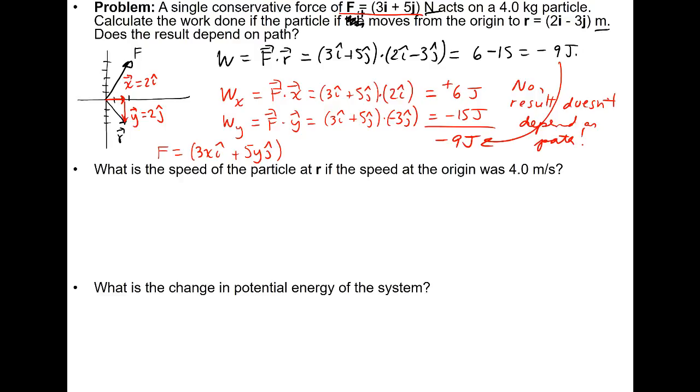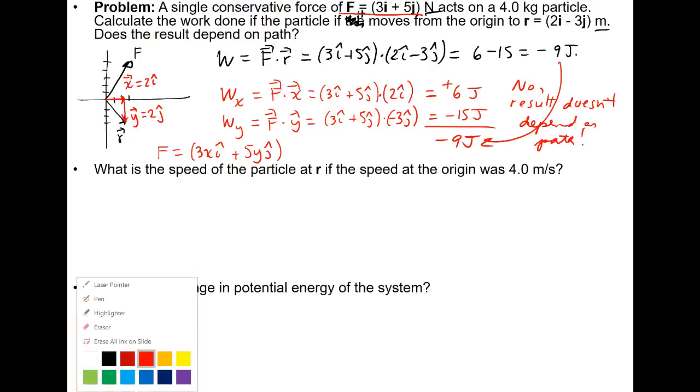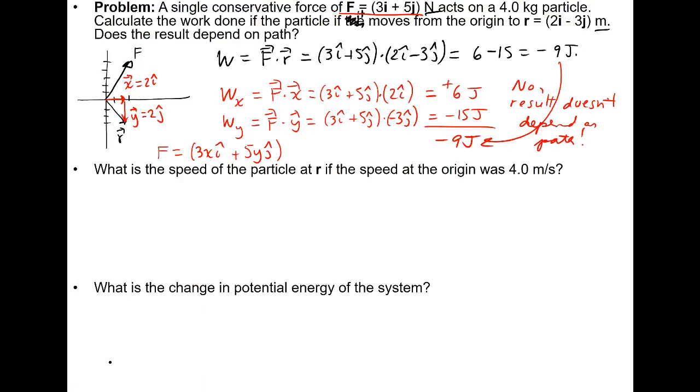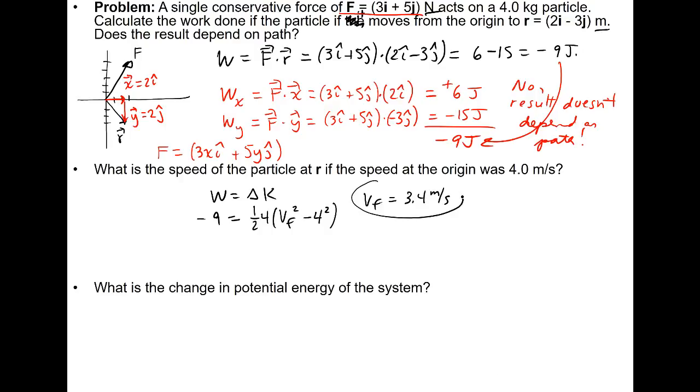Now we want to find the speed of the particle at r if its speed at the origin was 4. So this is the work-energy theorem. The work is negative 9, and the change in kinetic energy will be 1/2 m times v final squared minus v initial squared. So this means that v final is going to be about 3.4 meters per second. I left out a little bit of algebra, but we can just focus on the setup here.